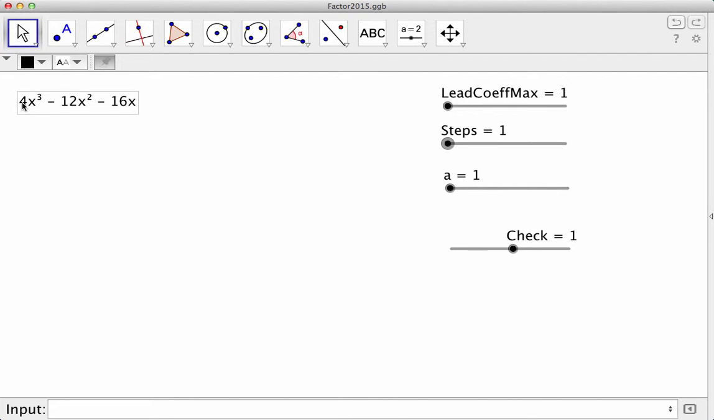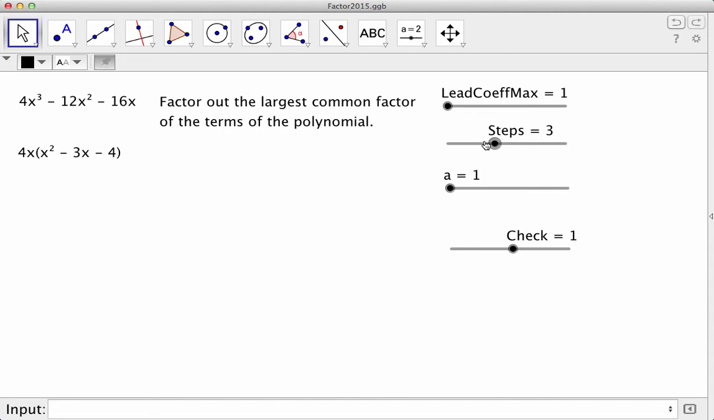Well, looking just at the coefficients, 4, negative 12, and negative 16, we have a common factor of 4. So we'll divide all of these terms by 4. But we also see we have an x cubed, an x squared, and an x, which means that all three of these terms can also be divided by x. When we do that, and we factor out the 4x, what we have now is 4x on the outside, and inside we have x squared minus 3x minus 4. We no longer have any common factors on the set of terms inside the parentheses.